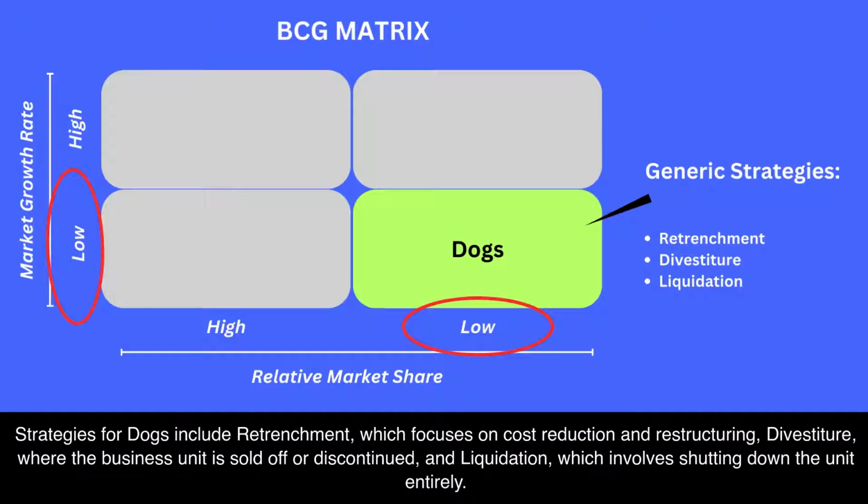Strategies for dogs include retrenchment, which focuses on cost reduction and restructuring, divestiture, where the business unit is sold off or discontinued, and liquidation, which involves shutting down the unit entirely.